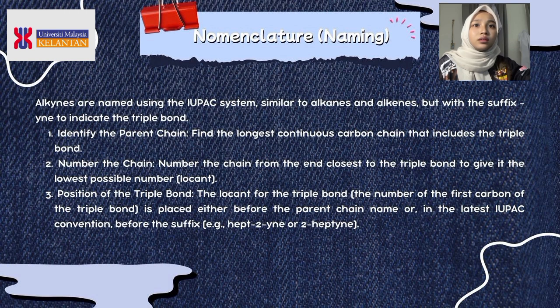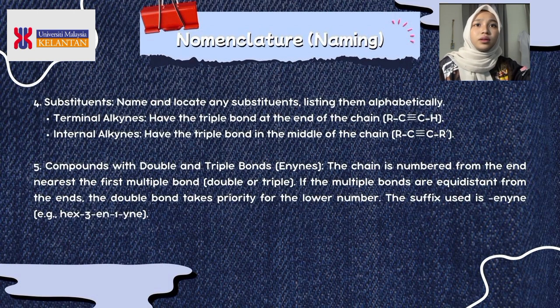Then, the locant for the triple bond is the number placed either before the parent chain name or, in the latest IUPAC convention, before the suffix. Next, name and locate any substituents, listing them alphabetically. Terminal alkynes have the triple bond at the end of the chain. Internal alkynes have the triple bond in the middle of the chain.